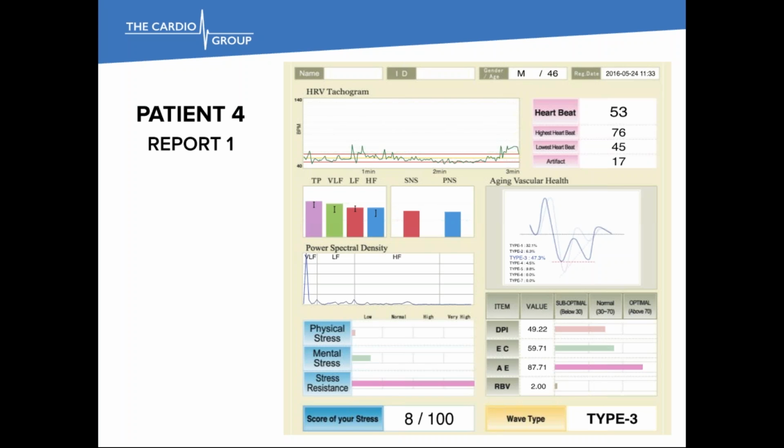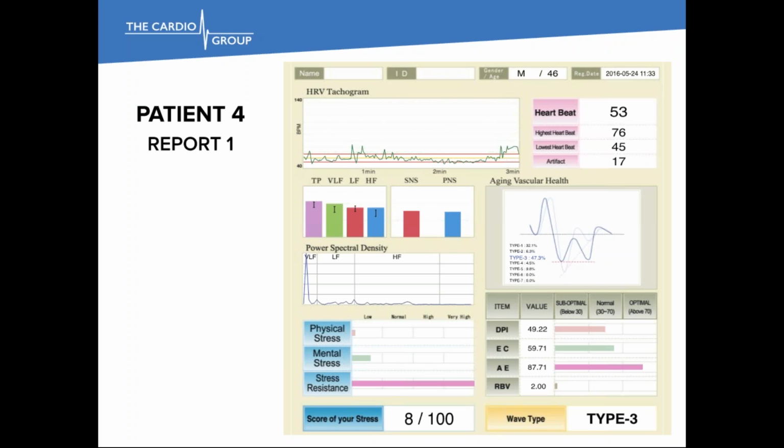And when we look at his power, it's actually quite good. He does have 17 artifacts, however, so again, I'm thinking about probably wanting to repeat this test. Average heart rate was 53, with a good range of 76 to 45. And then when we look at his sympathetic to parasympathetic nervous system balance, they're actually in balance.